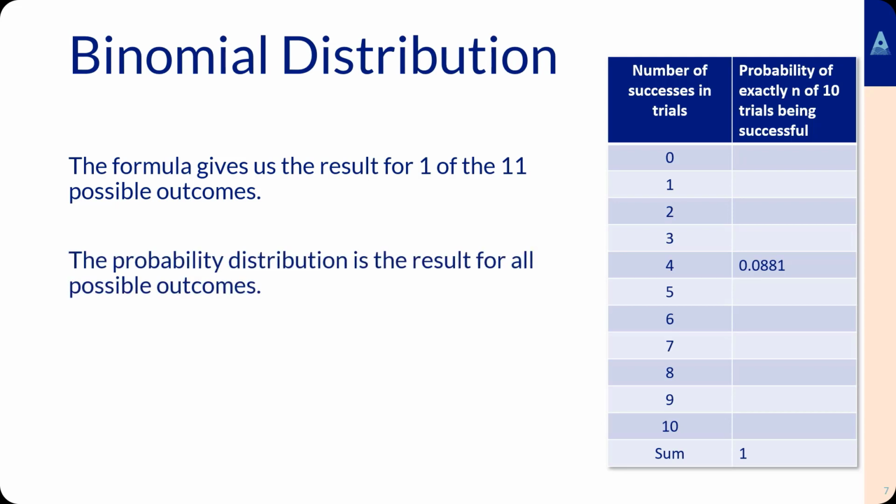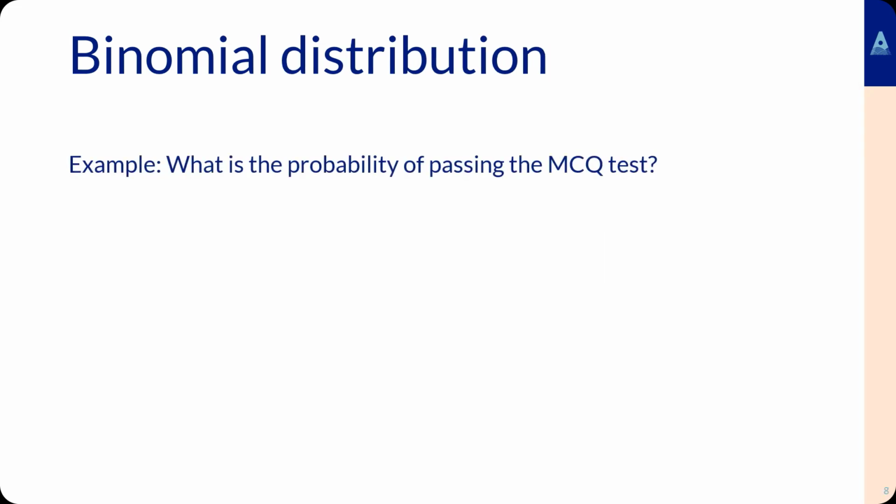So the probability distribution is the result for all possible outcomes. When we completely fill out that empty column, we have a probability distribution for the trials, and we can use that probability distribution then to answer more important questions. For example, what is the probability of passing the multiple choice test? That means what is the probability of scoring 40%, i.e. 4 or more? That means you have to work out whether we scored 4 or 5 or 6, etc. So we've got to calculate the probability where x is greater than or equal to 4.